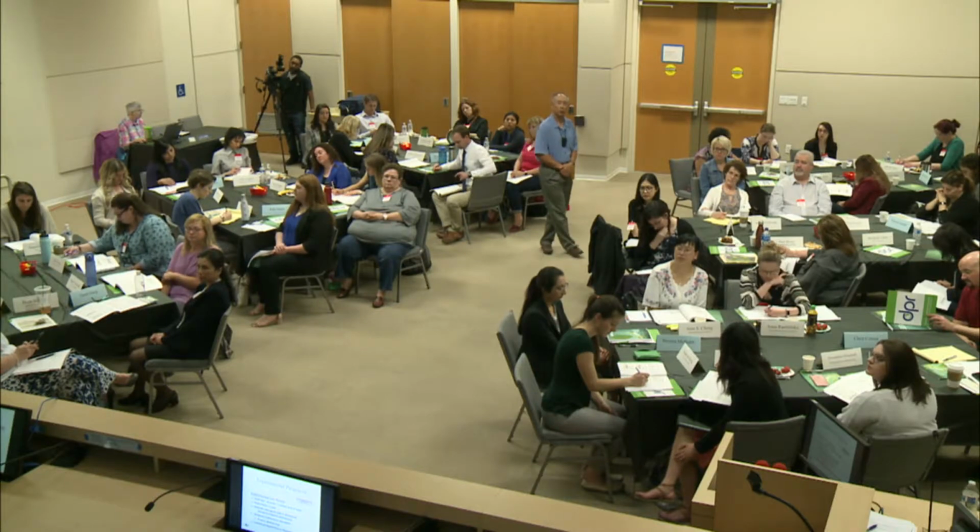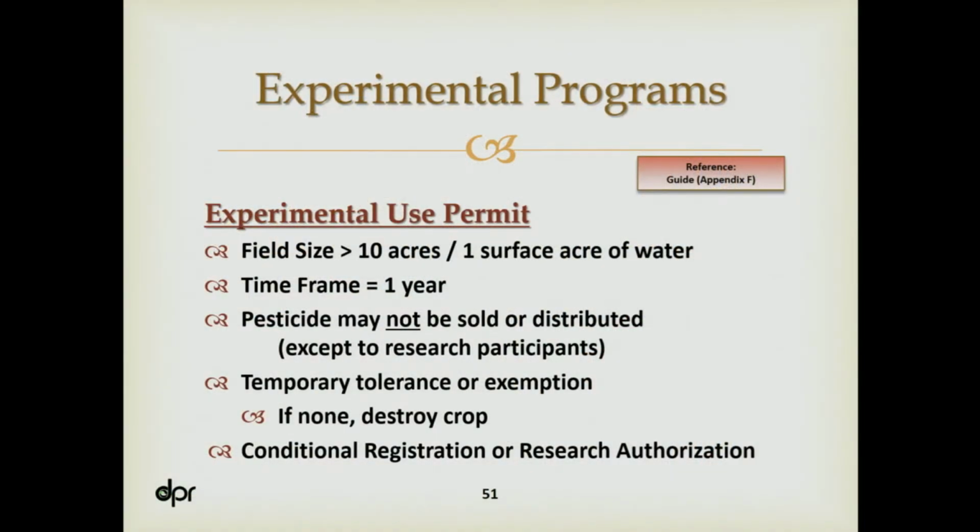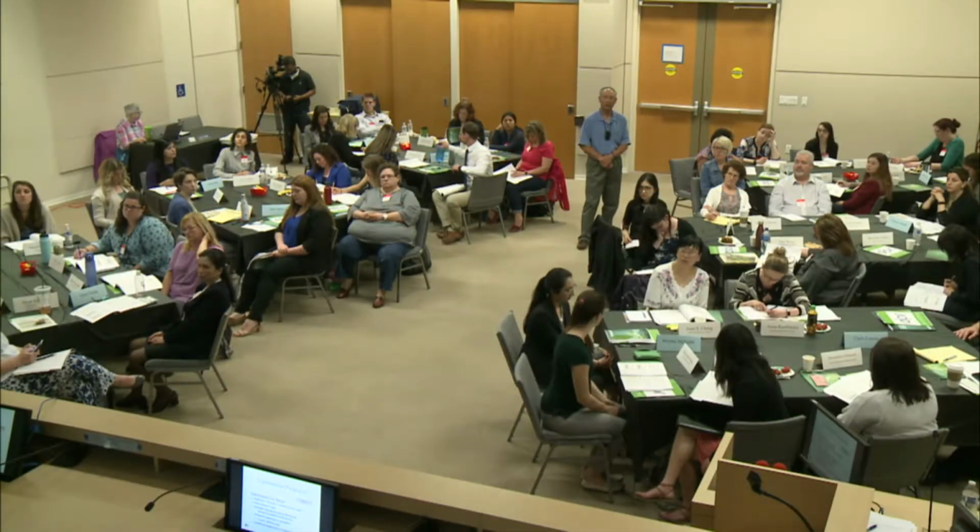Now, the experimental use permit, this is the federal EUP. The unique thing about that, once you go to US EPA and obtain the federal EUP, you can allow over 10 acres. It depends on what the federal EUP designates. And normally it's up to 1 year. And unless you register it here in California, you cannot sell it or distribute it except to the research participants.